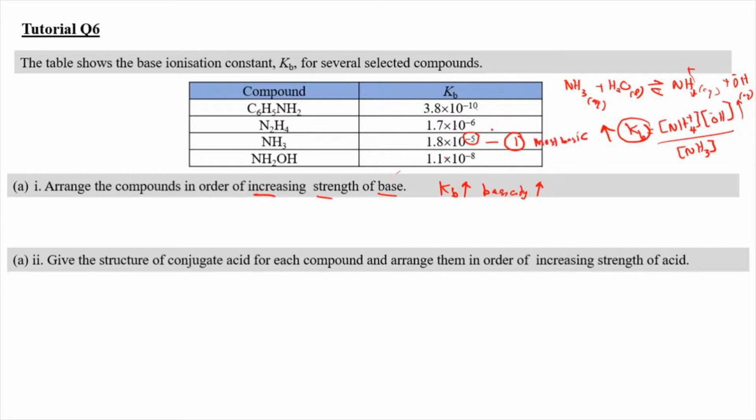Okay, and this is followed by the N2H4, and third we have the NH2OH, which is 10 to the power of -8, and the least basic here is the phenylamine, which is C6H5NH2. So for the strength of the base, NH3 is going to be a stronger base in comparison to the N2H4, stronger than NH2OH, and stronger than the phenylamine.